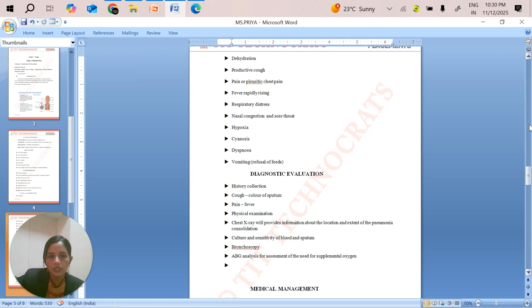Next one, diagnostic evaluations. First of all, history collection: present history, past history, and medical history are also collected. Next one, cough, color of the sputum, fever, and physical examination. Physical examination means head to toe examination. Chest X-ray will provide information about the location or extent of the pneumonia, and culture sensitivity of blood and sputum tests are also done. Then bronchoscopy and ABG analysis. ABG analysis means arterial blood gas analysis.